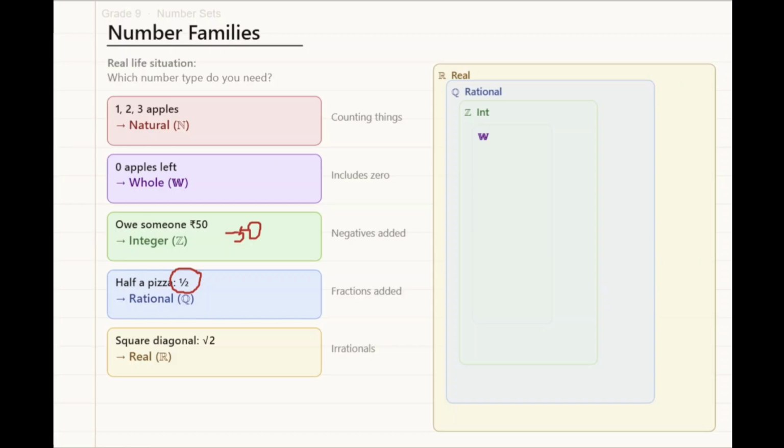There are some numbers which cannot be written as fractions or decimals. Those are called irrational numbers, like the diagonal of a square. Suppose you have a square of size 1, the diagonal of this will be of size root 2. Root 2 cannot be expressed as a fraction, so it's an irrational number. Another example is pi. The value of pi is 3.1415 and so on. That cannot be represented as a fraction either, it belongs to real numbers.